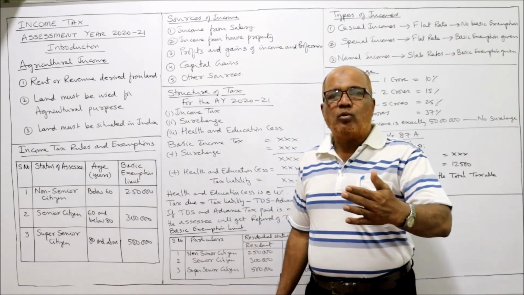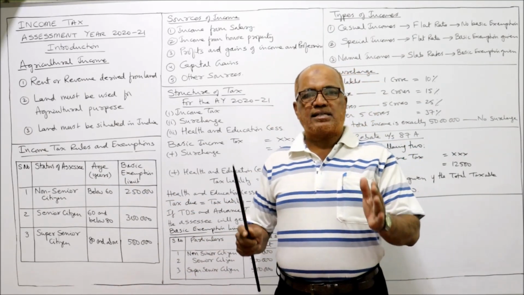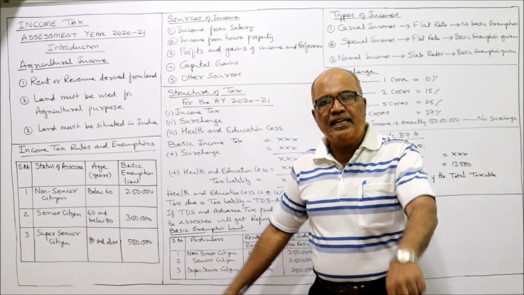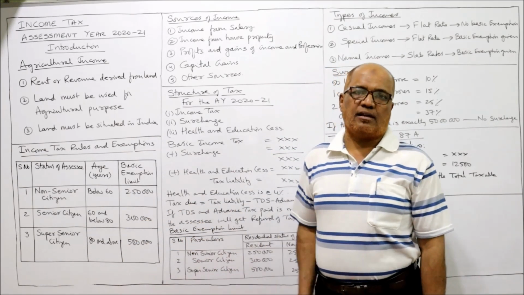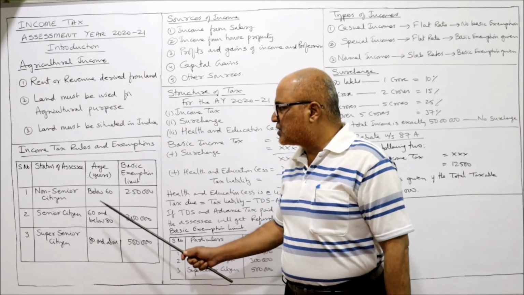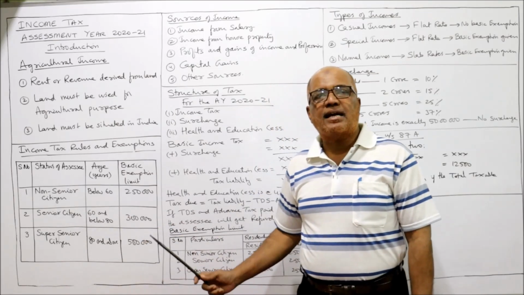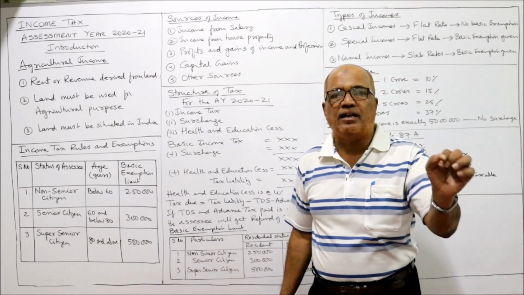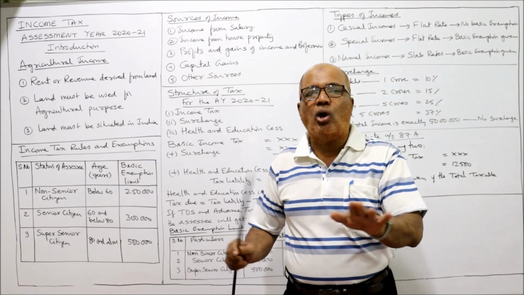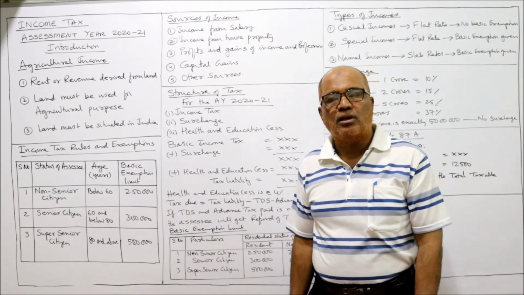Right? Now I am going to explain the basic exemption limit for different categories of persons. The Income Tax Act has divided all persons into three categories: non-senior citizen, senior citizen, and super senior citizen. First, non-senior citizen: a person below the age of 60 years. The basic exemption limit is 2,50,000 for the current assessment year. If a person's income is below 2,50,000, he is not liable to pay tax.